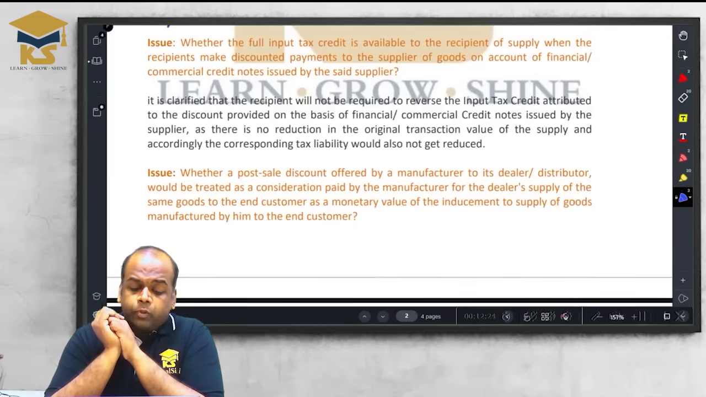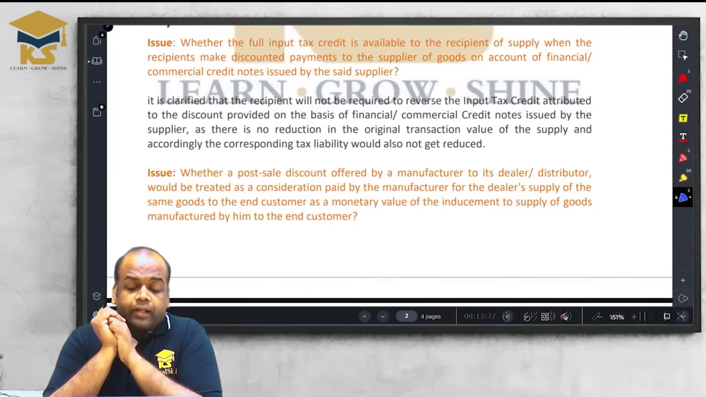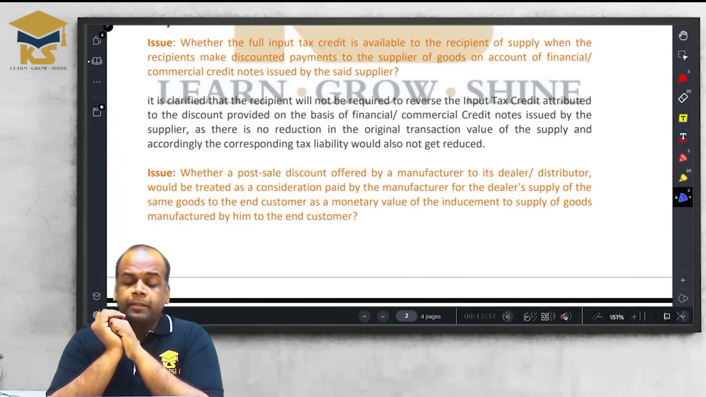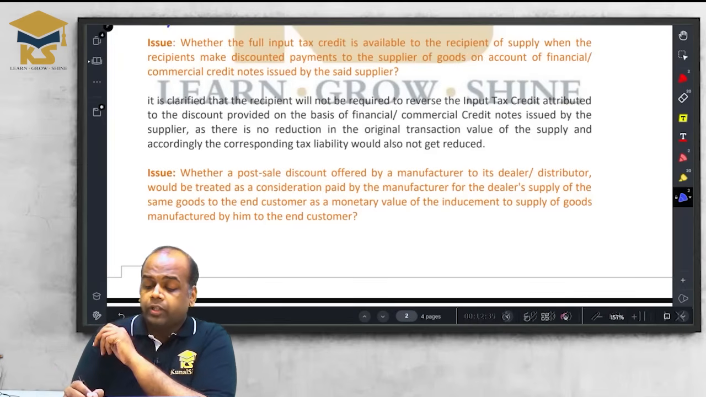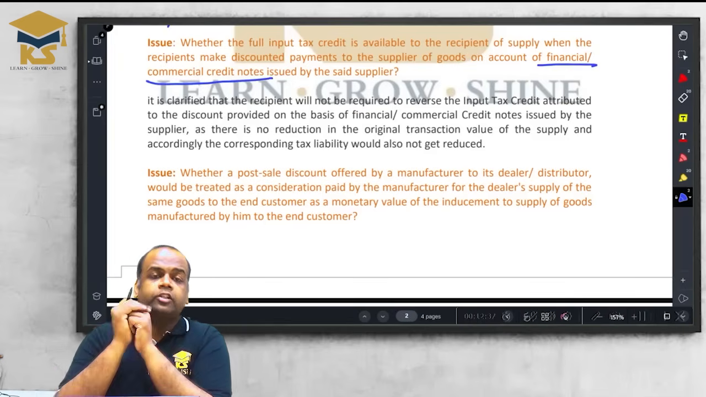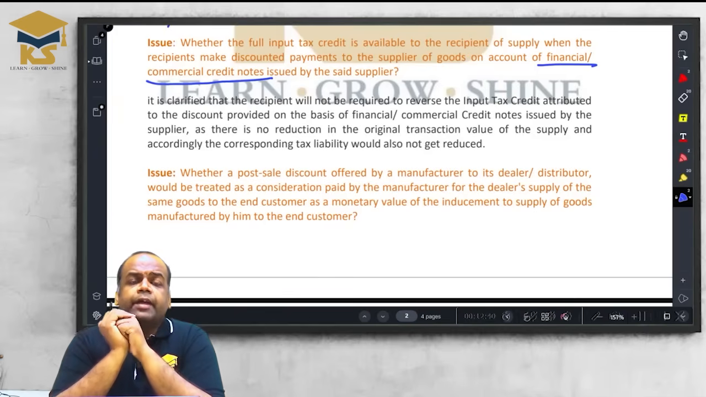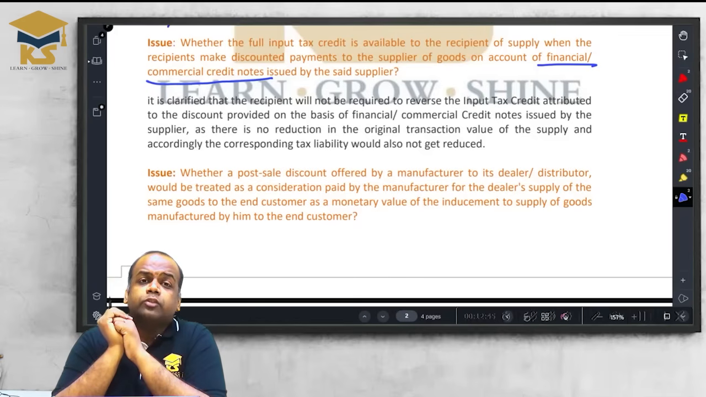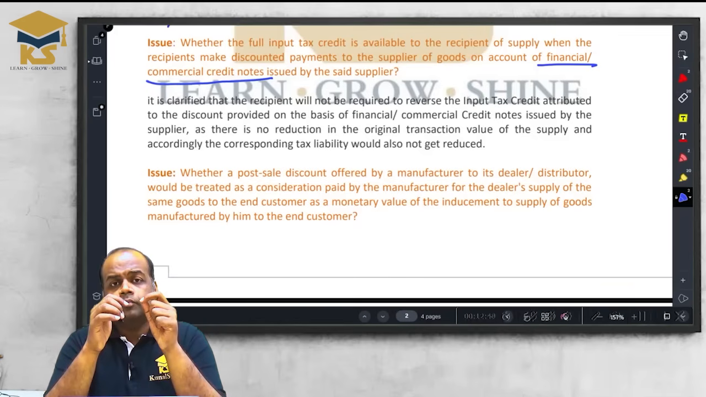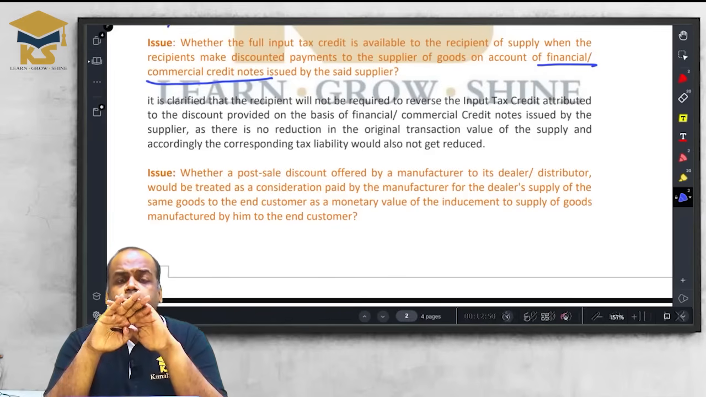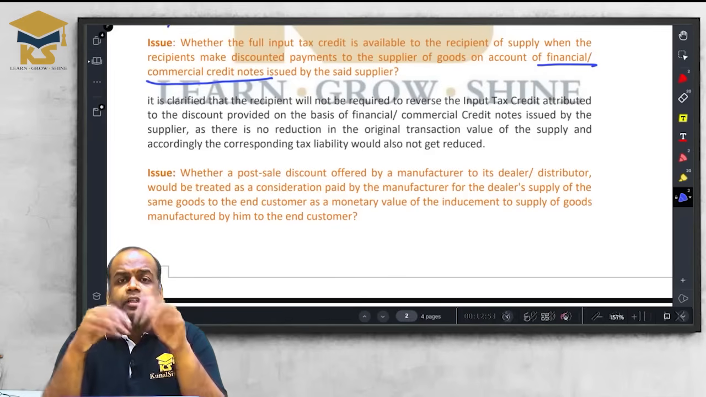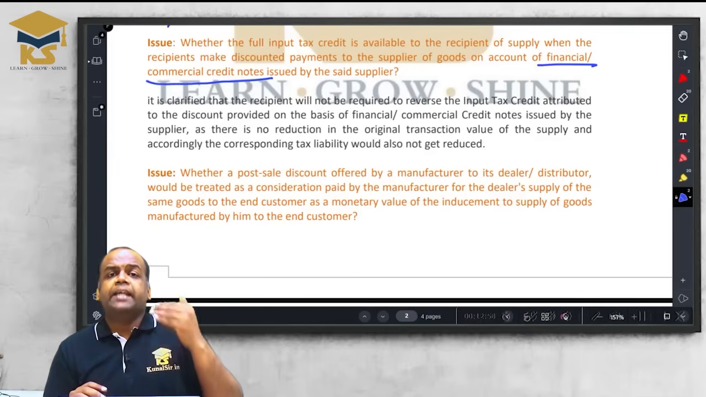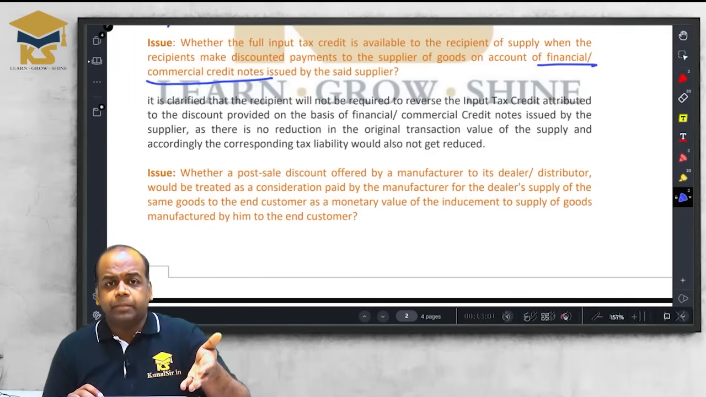Whether the full input tax credit is available to the recipient of supply when the recipient makes discounted payment to supplier on account of what? Financial and commercial credit notes. Friends, when we saw the chapter related to invoices, we have seen in case of credit note, if there is no impact of GST, then such kind of credit notes are called as commercial or financial credit note. Like the supplier is not reducing its output tax liability.